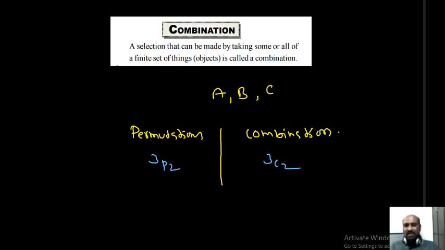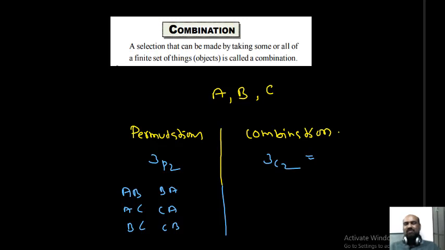So what is the answer I will write here? AB, AC, BC, BA, CA, CB. This is the value of 3P2. How many ways can you select 2 and arrange in a row? I can say 6 ways. They are AB arrangement, BA arrangement, AC arrangement, CA arrangement, BC arrangement, CB arrangement. But here it is different.